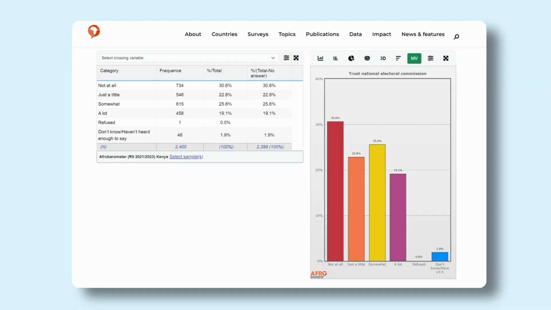Each colored bar represents a response option. The height of the bar corresponds to the percentage of people who chose that answer. For example, the red bar, which shows those who selected not at all, stands at 30.6%, matching the value displayed in the table. The orange bar of 22.8% aligns with those who responded that they trust the Kenya Electoral Commission just a little, and so on. See how the chart paints a clear picture of how levels of trust in the Kenya Electoral Commission are distributed.